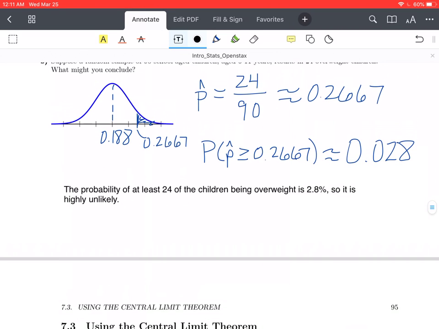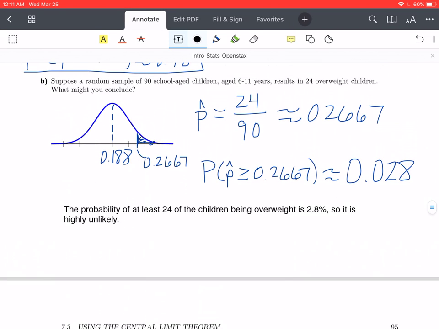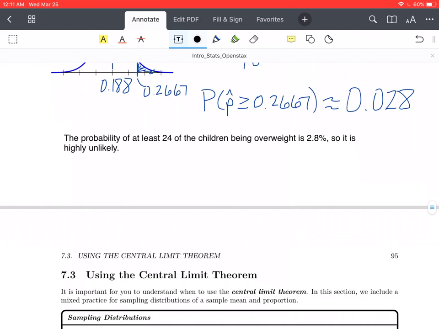All right. So generally our threshold for something being unlikely, we typically think of it as 5%, so 0.05. But I would certainly classify this as unlikely, right? So the probability of at least 24 of the children being overweight is 2.8%. So very, very unlikely that this event would occur.